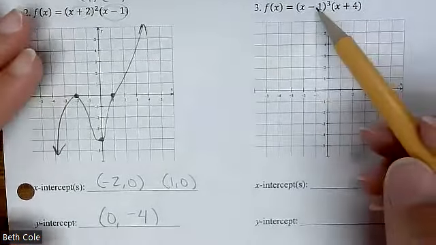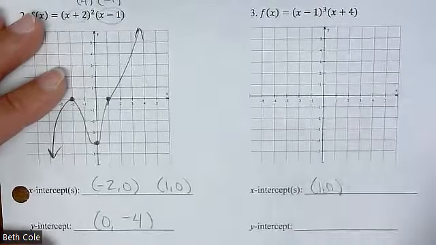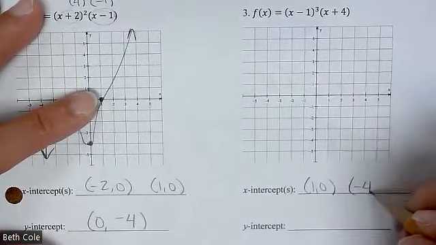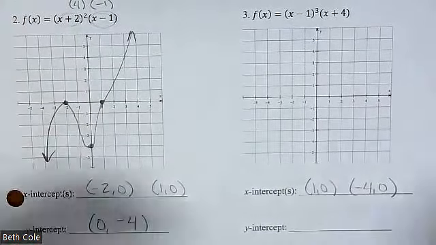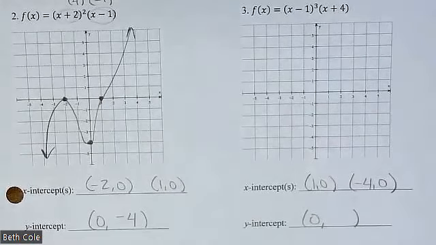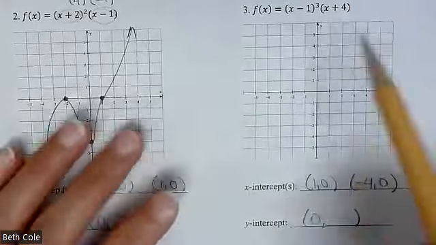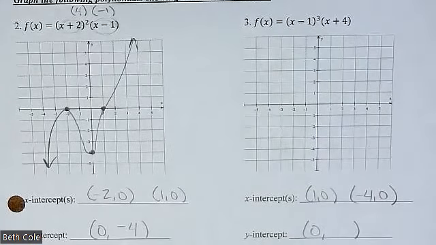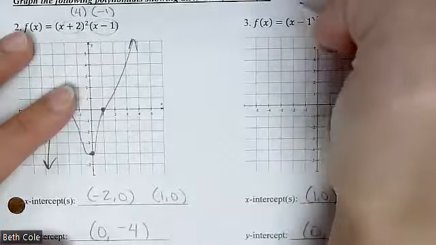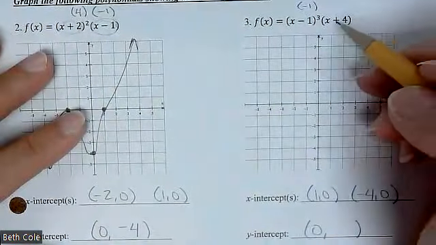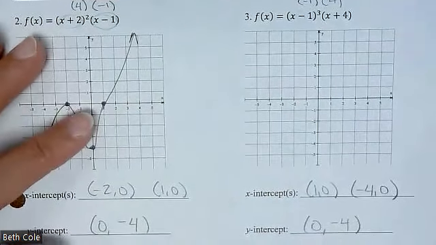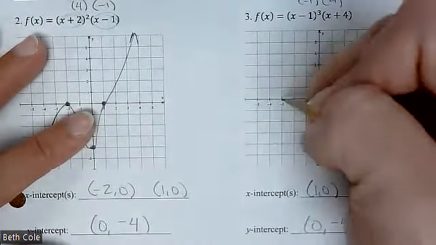X-intercepts for this one would be 1, 0. And what else? -4, 0. And then I just threw the y-intercept on there to have another question on the quiz. You're just going to plug in 0 and see what happens. All right. So 0 minus 1 is -1. -1 to the third, so that's -1 times -1 times -1, -1. And then 0 plus 4 is 4. So again, we get -4. So I'm going to plot all of those.